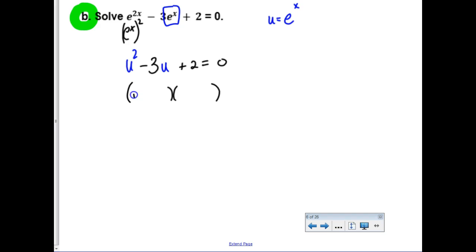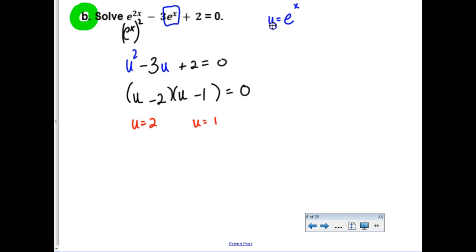So u squared would be u times u, and then the back factors would have to multiply to positive 2. So how about a negative 2 and a negative 1, because they also have to add up to negative 3. So here you're going to solve, you're going to get u equals 2 and u equals 1, but there's a problem. We're not actually solving for u, we're trying to solve for x.